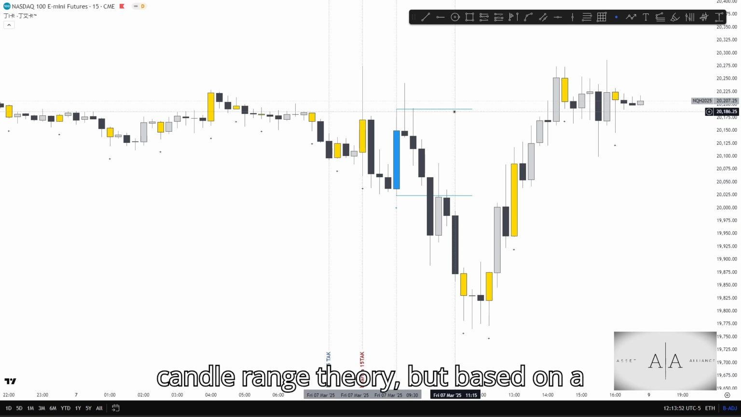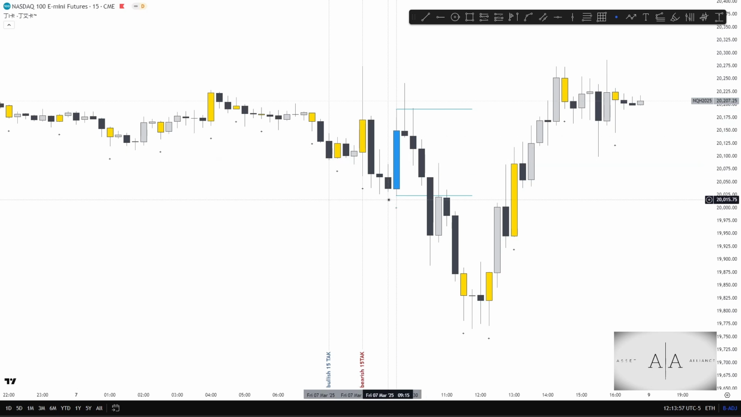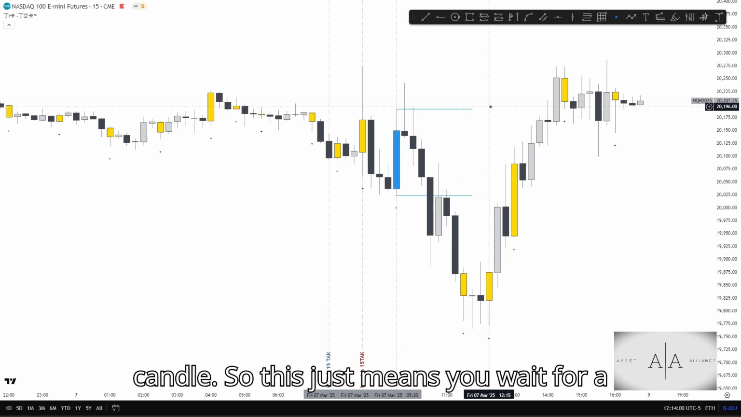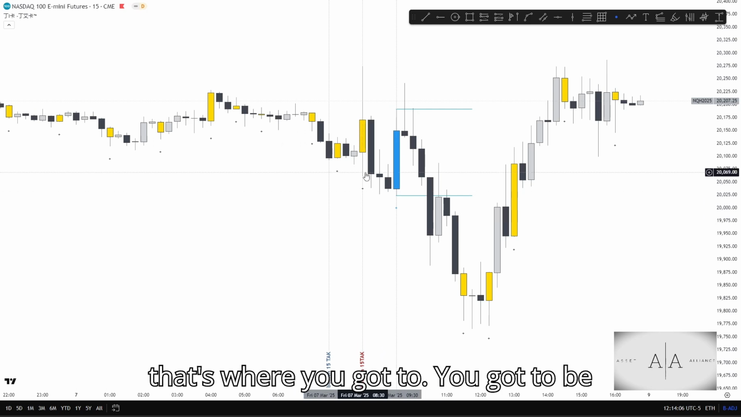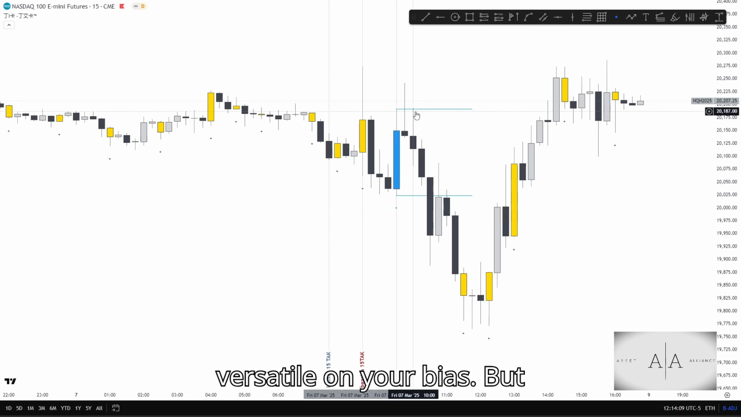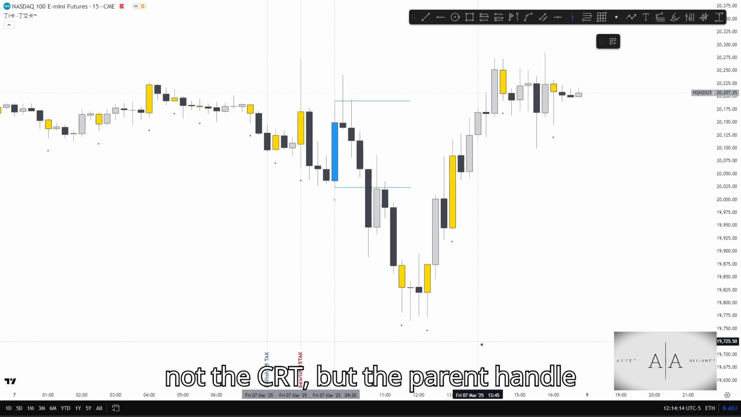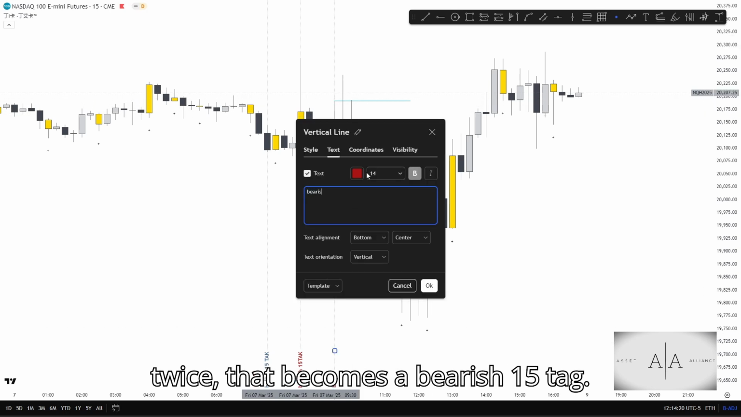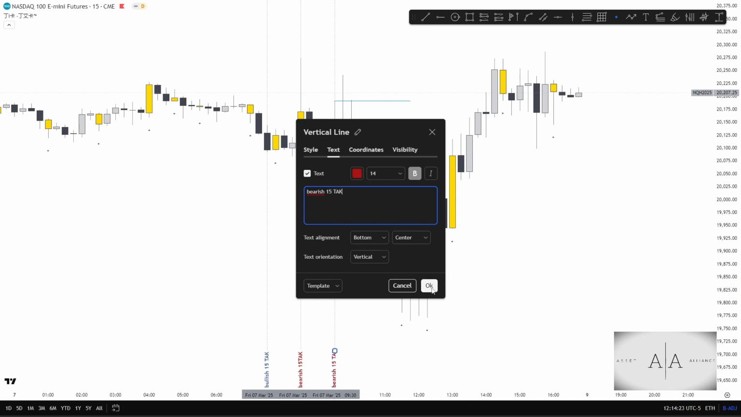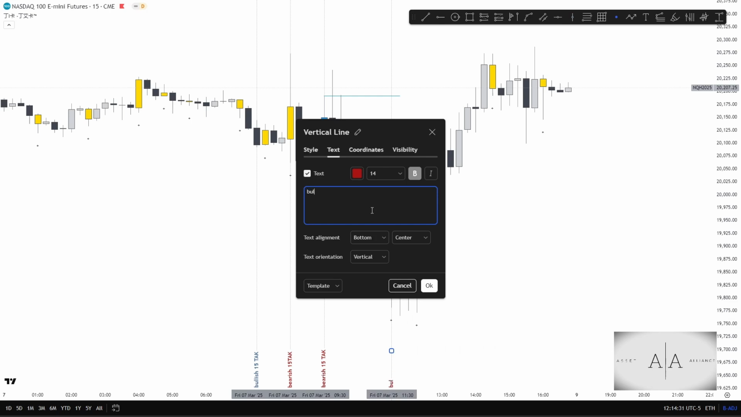It's kind of like candle range theory, but based on a single candle, a single type of pattern, which takes the low and the high of the candle. So this just means you wait for a sweep, then you go for the next prices. Yes, it was a high, but it was a low. So that's where you gotta be versatile on your bias. But here, once you took the high of the parent candle and you respected it twice, that becomes a bearish 15 TAC, right? So until the next sequence, which would have been here, you're bearish, and then bullish 15 TAC.